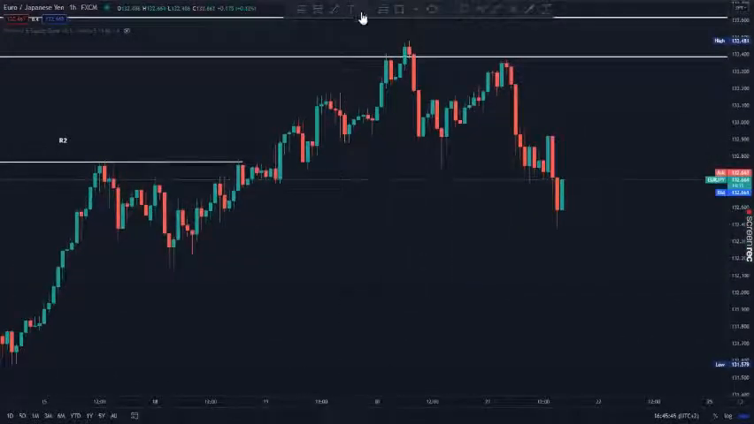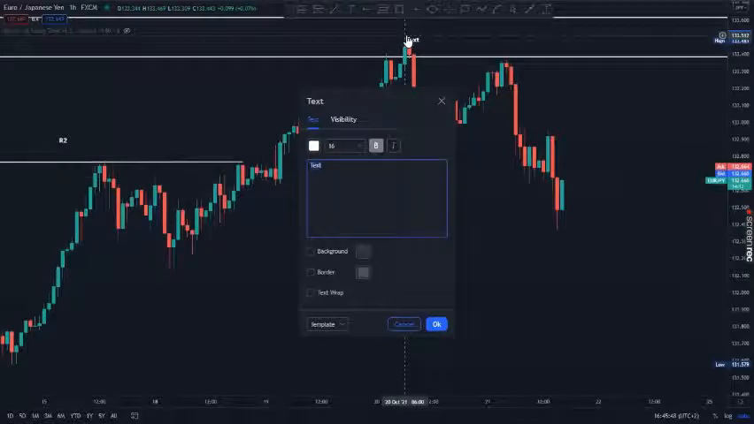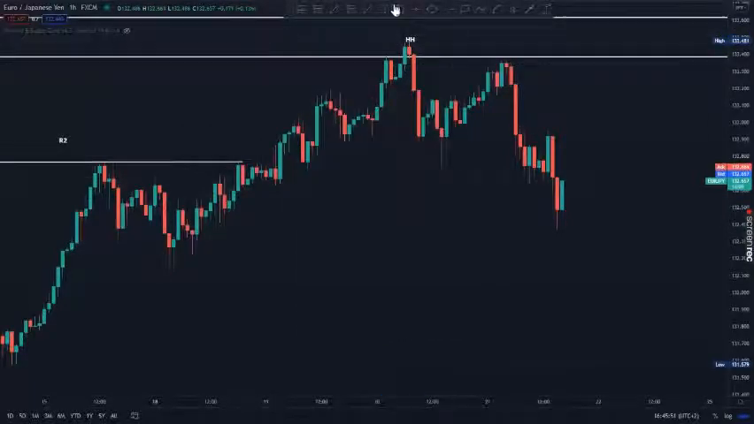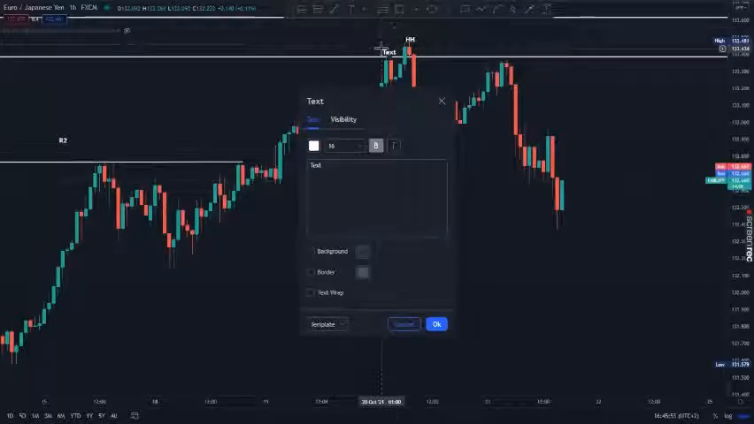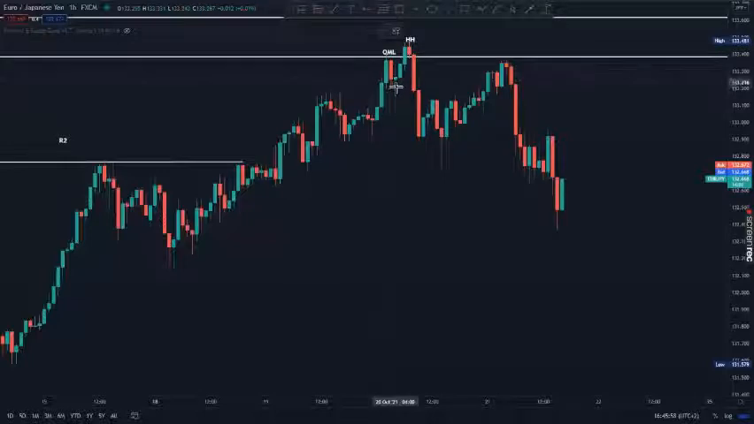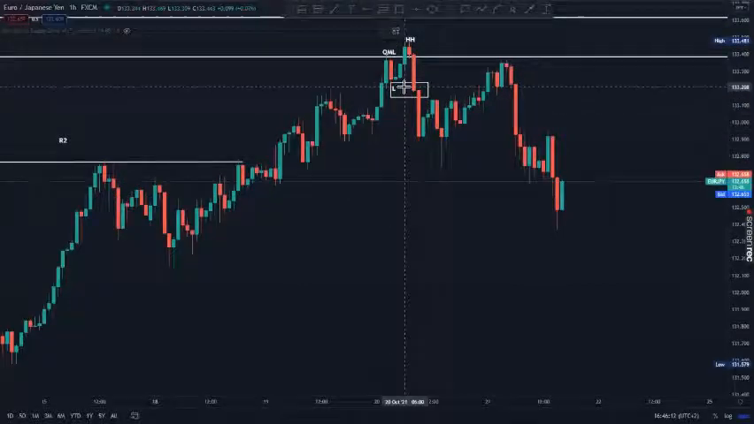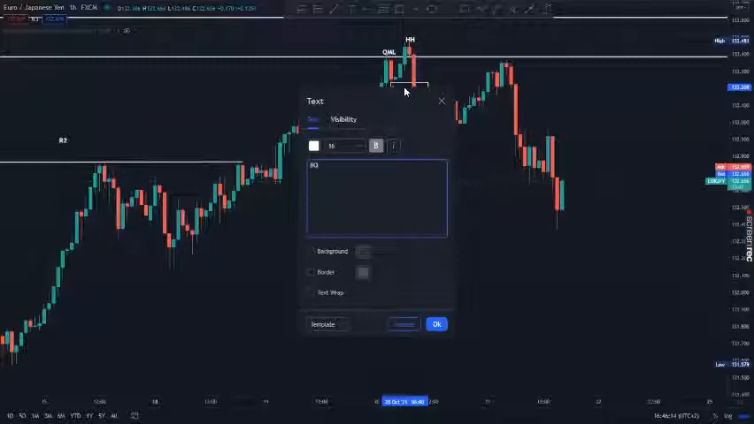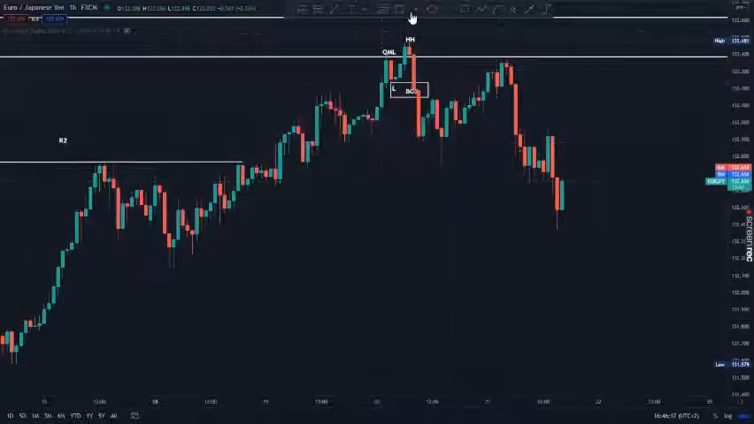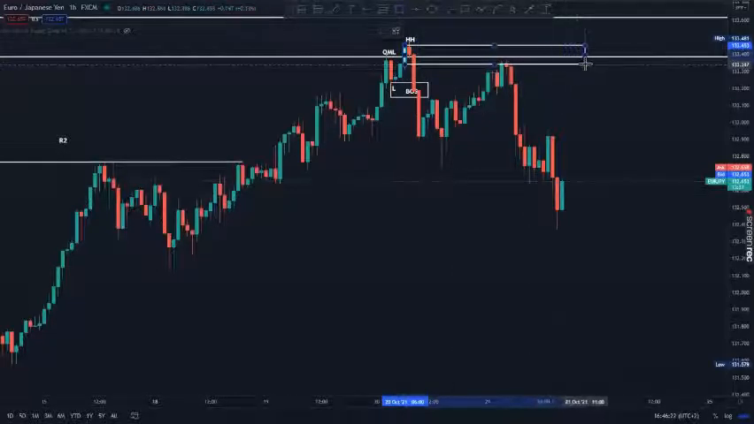As you can see, there was a QML here. So this was my high, my higher high, and this was my QML. Then this was my low. Then we had break of structure right here with beautiful candles. Okay, so that's my BOS right there. And then of course I sell from my fresh supply zone at the top here.